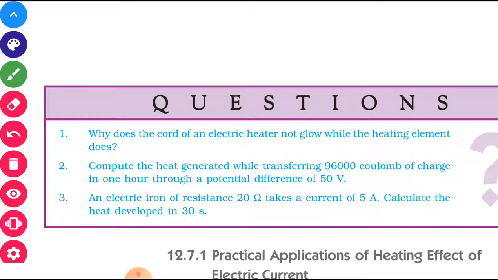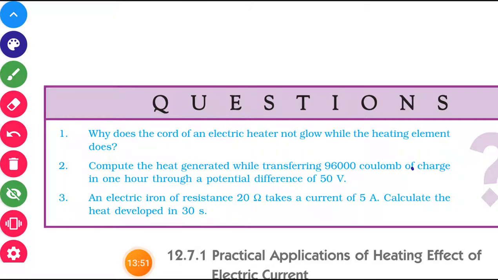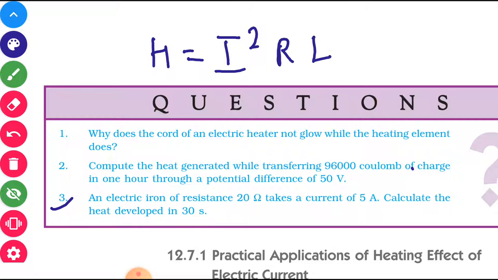An electric iron of resistance 20 ohm takes a current of 5 ampere. Calculate the heat developed in 30 seconds. You can calculate this by using the equation H is equal to I square R into T. Now see here, I square means square of 5 ampere, resistance is 20 ohm, time you take as 30 seconds, and calculate, you will easily get the value of the heat which is developed in 30 seconds.